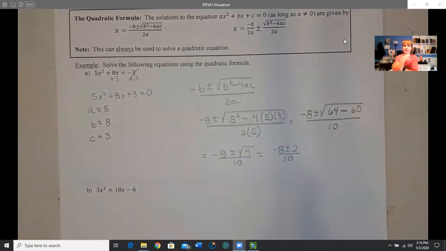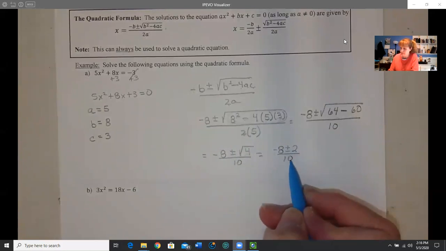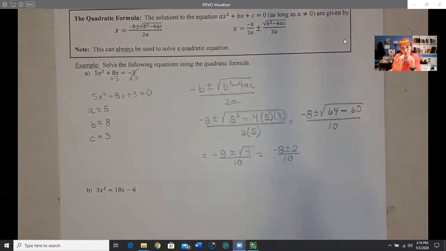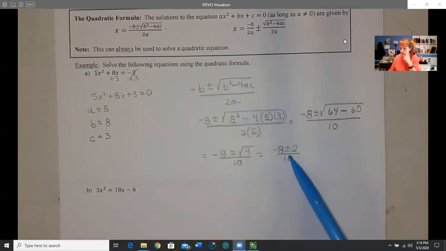Okay, what do you do here? Well, you've got some options. You could divide, okay, 2 goes into all 3 of these. So if you have a number that will go into all 3 of them, you can go ahead and do that and work with smaller numbers. Now that's one way. The other is to go back to this part right here. You could put negative 8 over 10 plus or minus 2 over 10. Okay, that's another way of doing it.